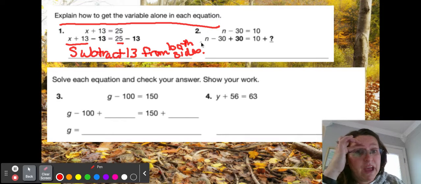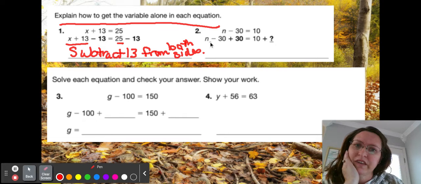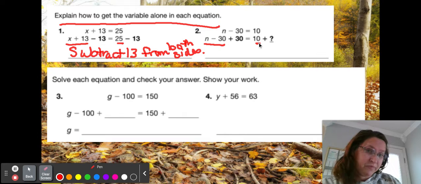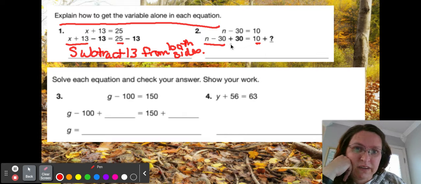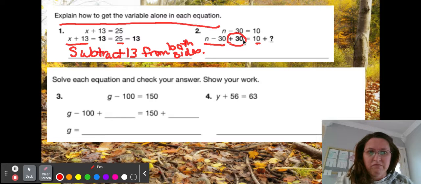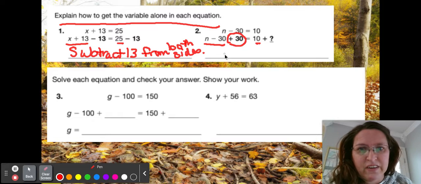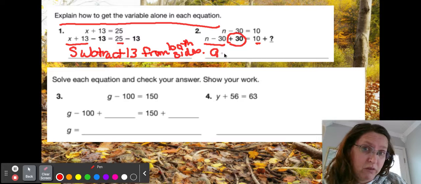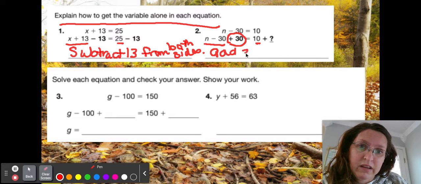Let's look at number 2. If they have n minus 30 equals 10, well, I have n minus 30 here and I have 10 right here. When I look at this side, I see that right here they added 30. So what do they have to do to the other side? They have to add 30. So how do you get the variable alone? You add 30 to each side.